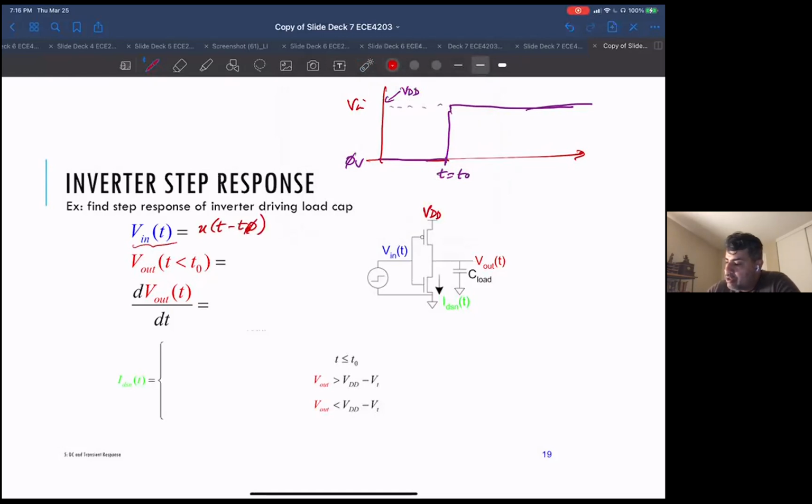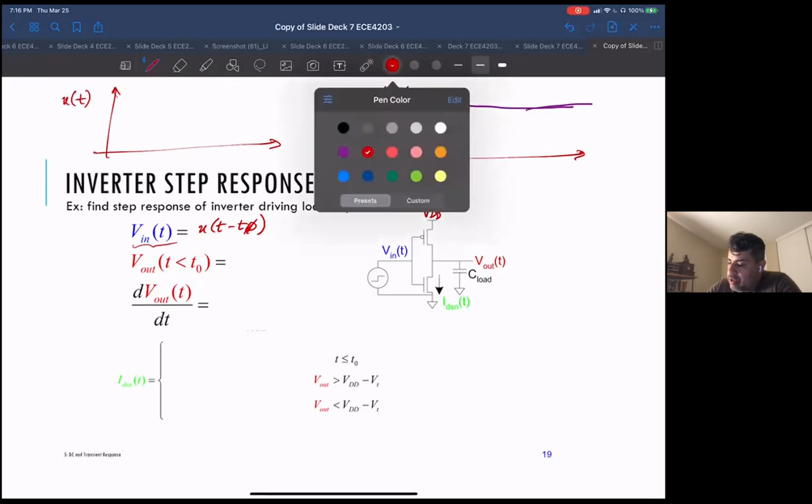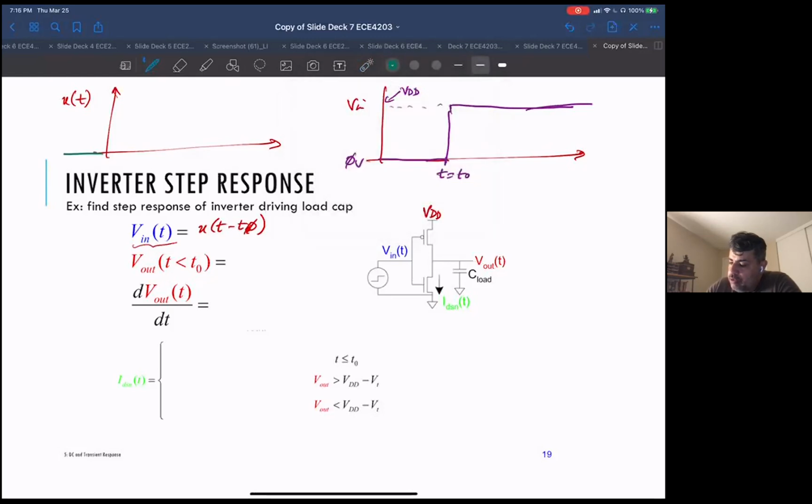If I draw u of t, it goes from 0 to 1 at t equal to 0. Multiplied by VDD, if I say u of t minus t0, I'm shifting this over to some t0, and by multiplying by VDD, the number 1 becomes VDD. That's how I'm going to define Vin.